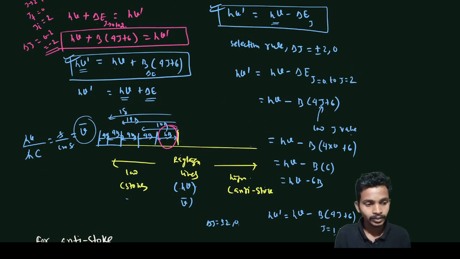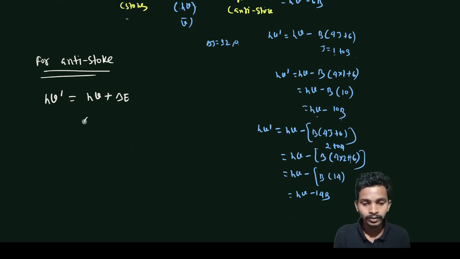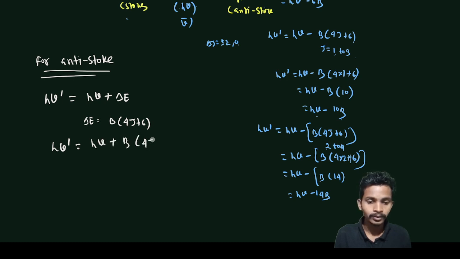This delta E is equal to b for j plus 6. So h nu dash is equal to h nu plus b for j plus 6, and this transition here is j 2 to 0, because the selection rule is delta j equal to -2.